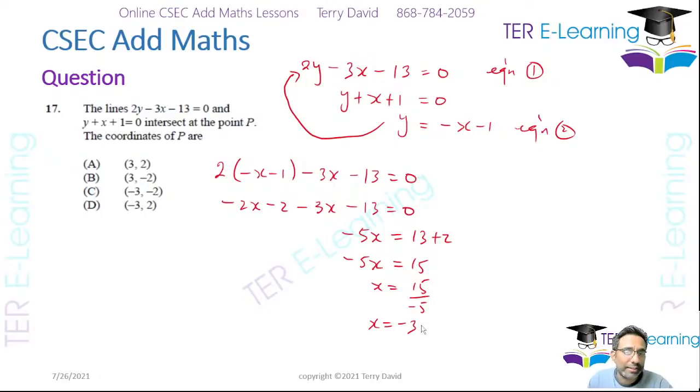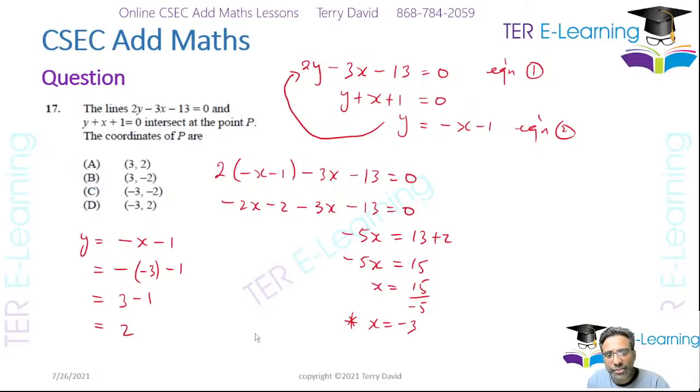So I figured out what x is. Then we need to figure out what y is. So y is equal to minus x minus 1. So I'm going to take this value here and substitute it for x. So this is going to be minus, and you substitute in minus 3 here, minus 1. So minus minus 3 is positive 3, minus 1. This is going to give me 2. So therefore, the coordinates of the point P are (-3, 2). So my answer is D.